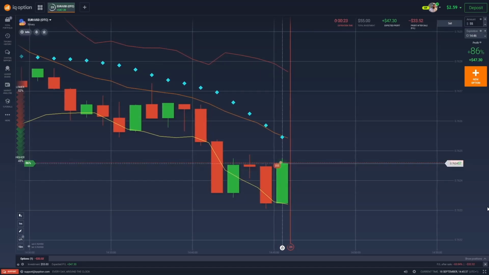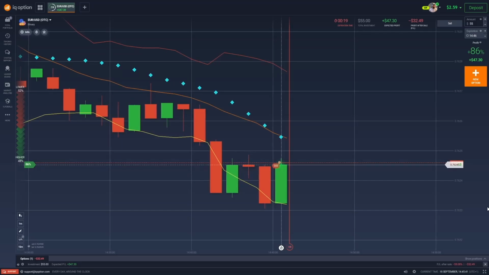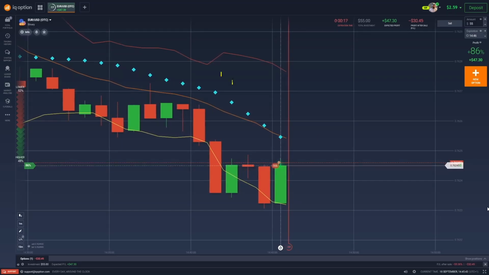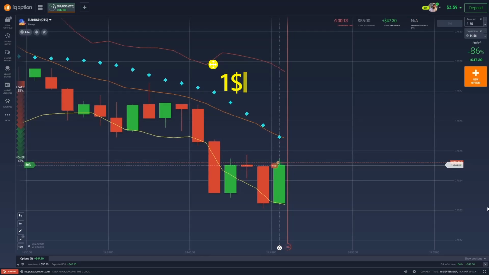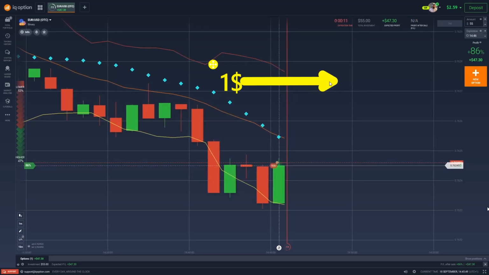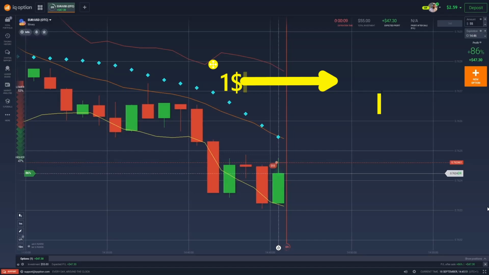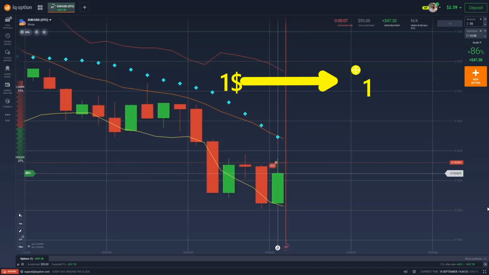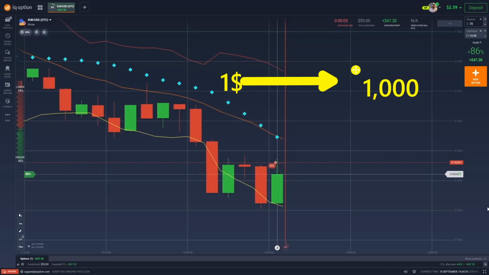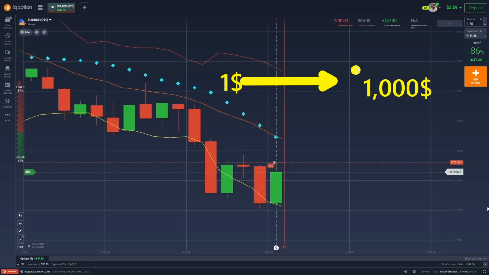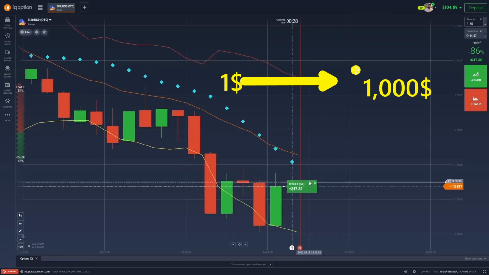That's not a problem. But if I deposit $1, for example, and I try to withdraw, let's say I deposit $1 and then I make trades and turn this $1 into $1,000, that's not logical, right? How did you make it? There are plenty of questions there. So yeah.